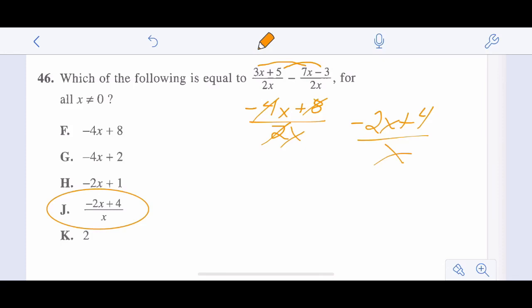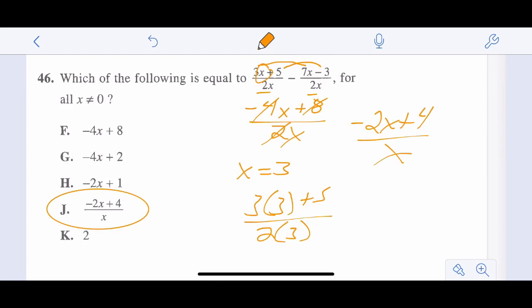So that does work. Now, if you didn't see this right away, you could always plug in a number. So I would choose x equals 3 on this one because you already have a 2 in the problem, right? So you don't want to get confused. So if you did that, you'd have 3 times 3. So we're just plugging in 3 for every time we see an x. Plus 5 over 2 times 3. Plus, nope, not plus, minus 7 times 3 minus 3 over 6. And then we get 9 plus 5, 14 over 6.